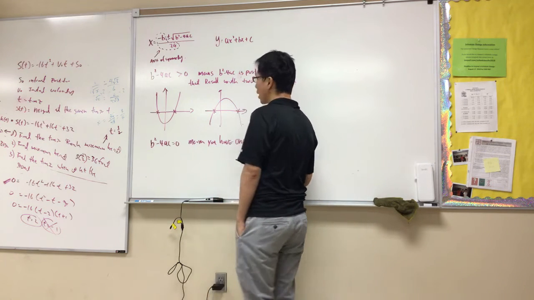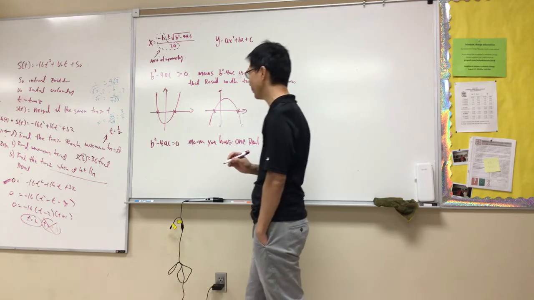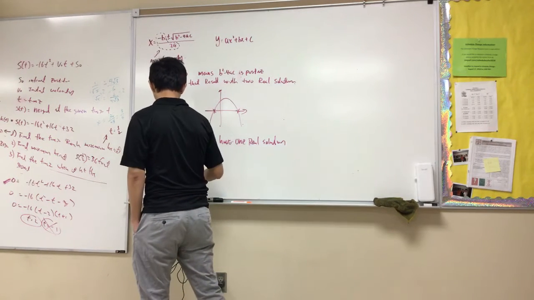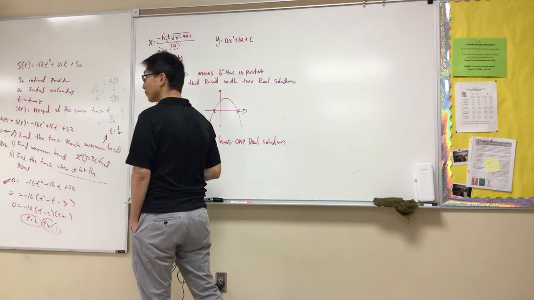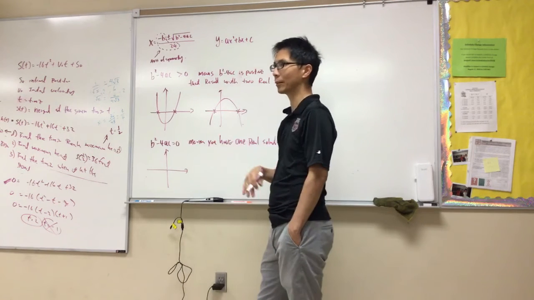So how can a parabola have one real solution? Can you draw it? What do you think the drawing is going to be like? A straight line? Not a straight line. A parabola is not going to be a straight line.